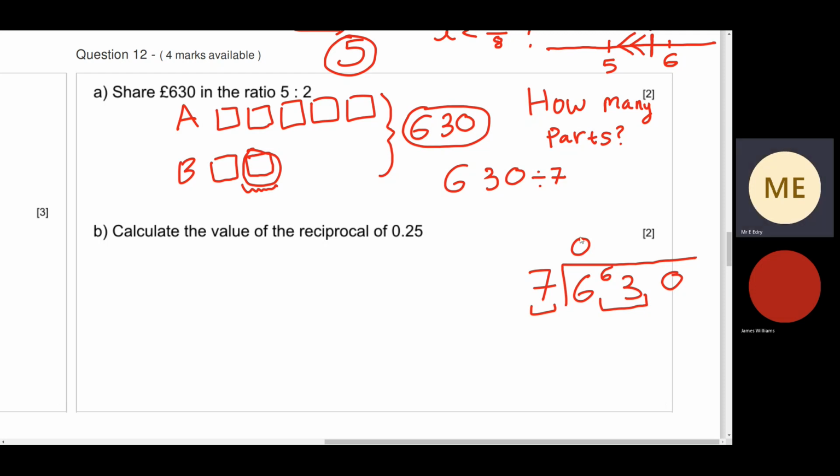It's going to be 9. Brilliant. So we have 9, and then 7 into 9 goes 9, so that means one of the boxes is worth £90.